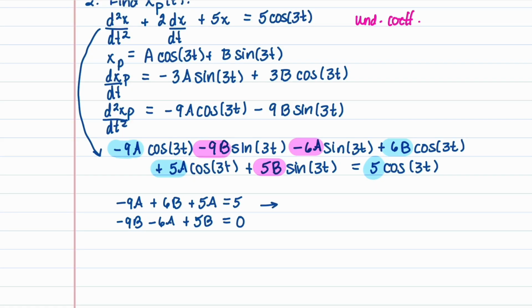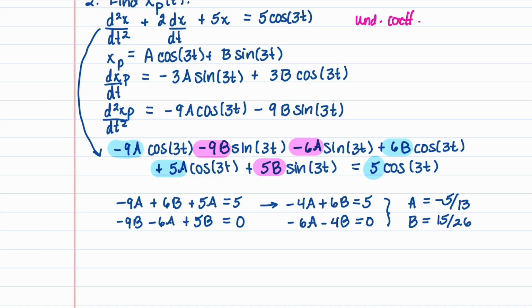This gives us the two equations, minus 4a plus 6b is equal to 5, and then minus 6a minus 4b is equal to 0. I'm not going to go through this solution. It's just two equations and two unknowns. And when you solve that, you end up with a is equal to minus 5 over 13, and b is equal to 15 over 26.